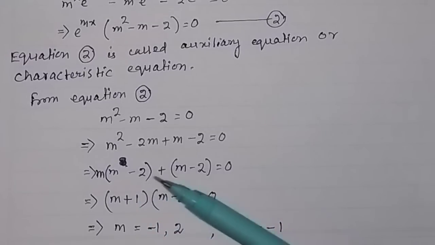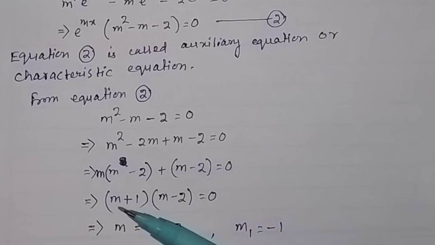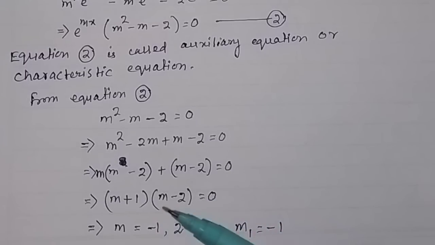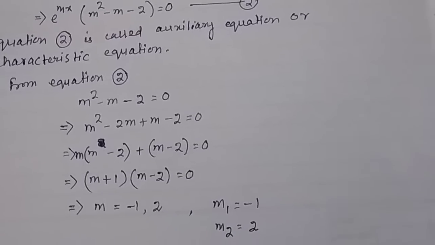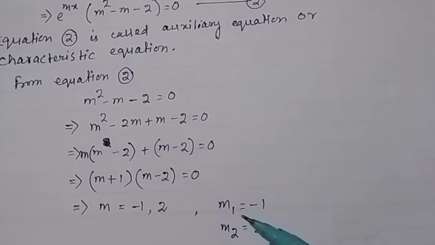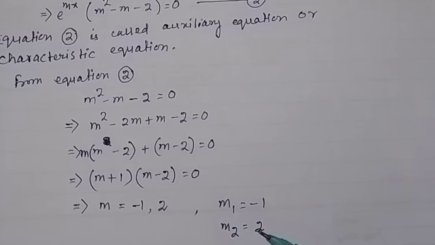So m plus 1 into m minus 2 is equal to 0. Then you have two values of m. If m plus 1 is equal to 0, m will be equal to minus 1, and if m minus 2 is equal to 0, m will be equal to 2. So you have two roots. Suppose one root you write m1, that is equal to minus 1, and another root you write m2, that is equal to 2.